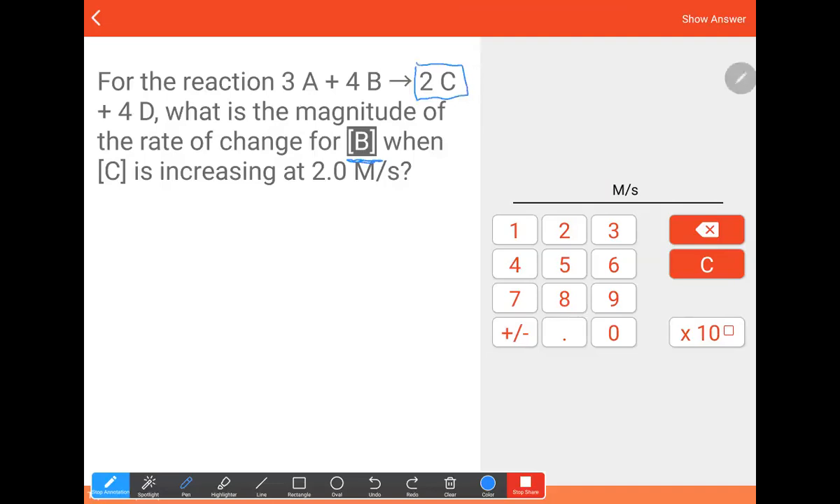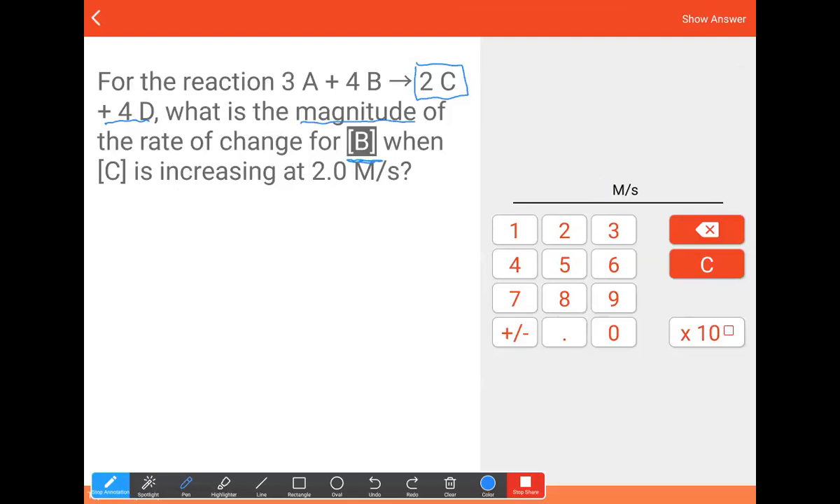That's a little bit hard to see. The D is down here. This is all one chemical equation: 3A plus 4B forms 2C plus 4D. So this will be a negative rate because it's a reactant being used, but it says what is the magnitude? And that's asking for a positive number, no matter.